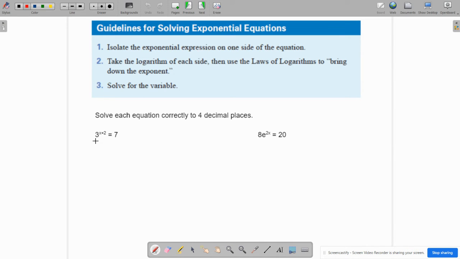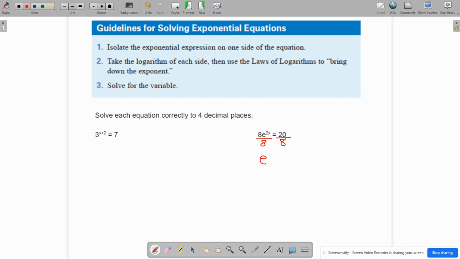So for instance, in this first example, 3 to the x plus 2 power is already isolated. There's nothing on the outside of that piece of expression. Versus 8e to the 2x power, the exponential expression is just this. So since it's being multiplied by 8, it's not at this point isolated. So in order to isolate that, we would have to divide both sides by 8.